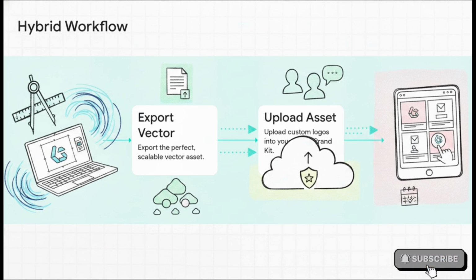Step 3. Now we switch platforms. Upload that custom logo directly into your Canva brand kit or your asset library. Step 4. Open up a beautiful social media template in Canva, drop your shiny new custom logo in there, and collaborate with your team to rapidly arrange and schedule out your posts.